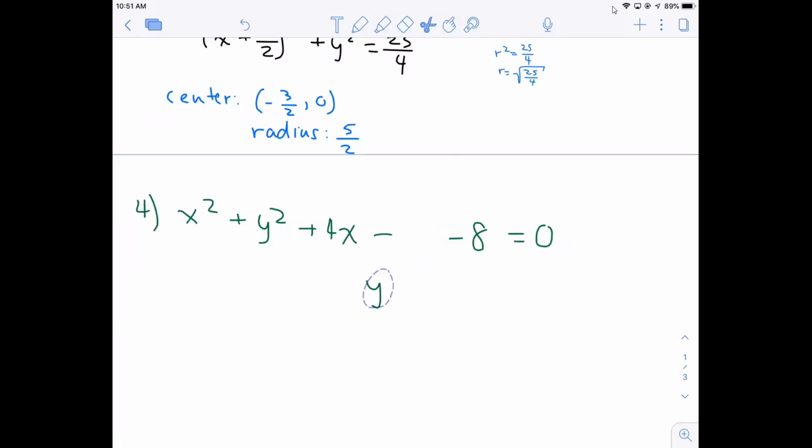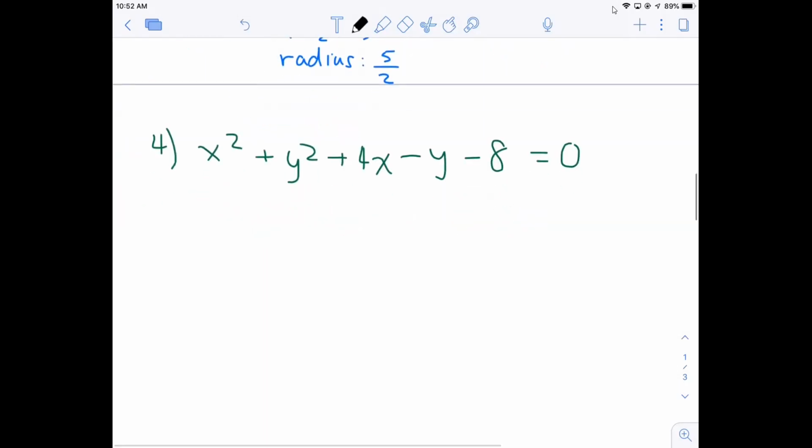All right, so hold on, let me just arrange this. All right, so now go ahead and pause the video if you want to try this. The question is, again, find the center and radius of the equation of this circle.